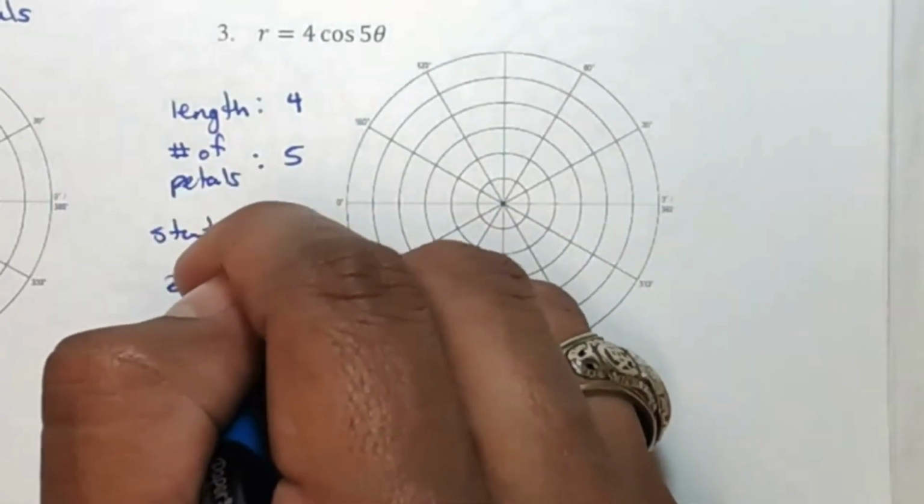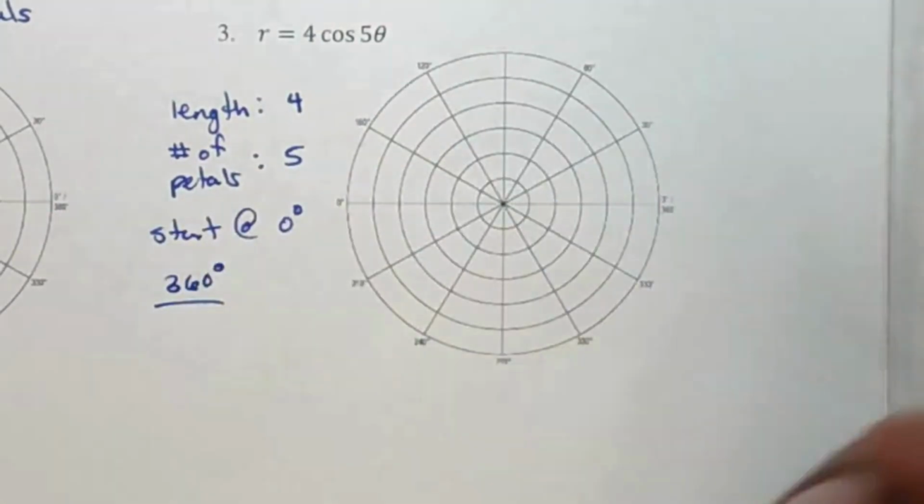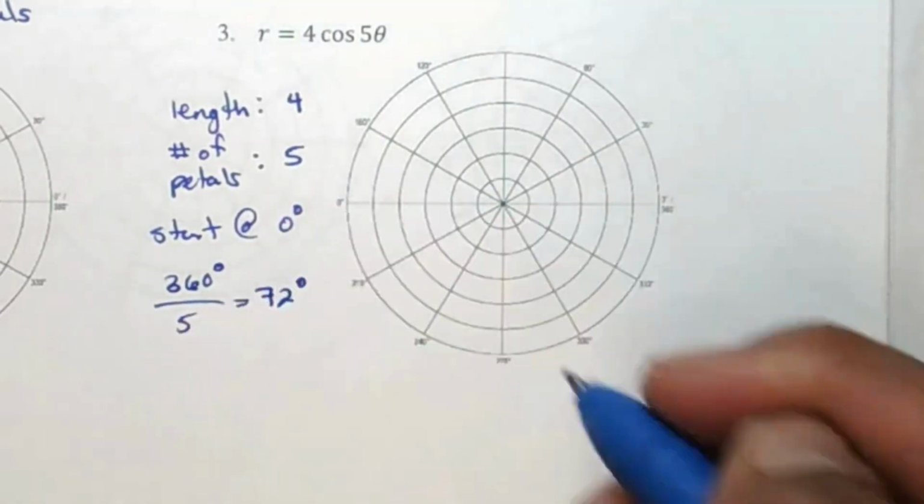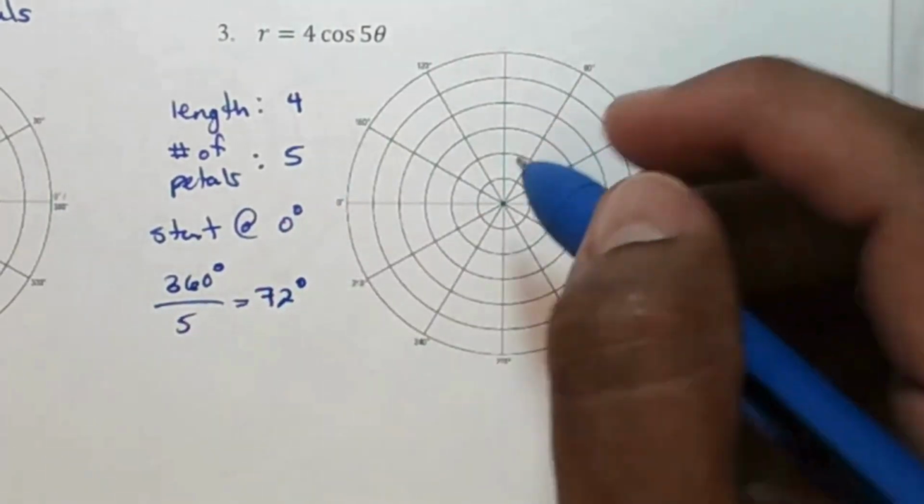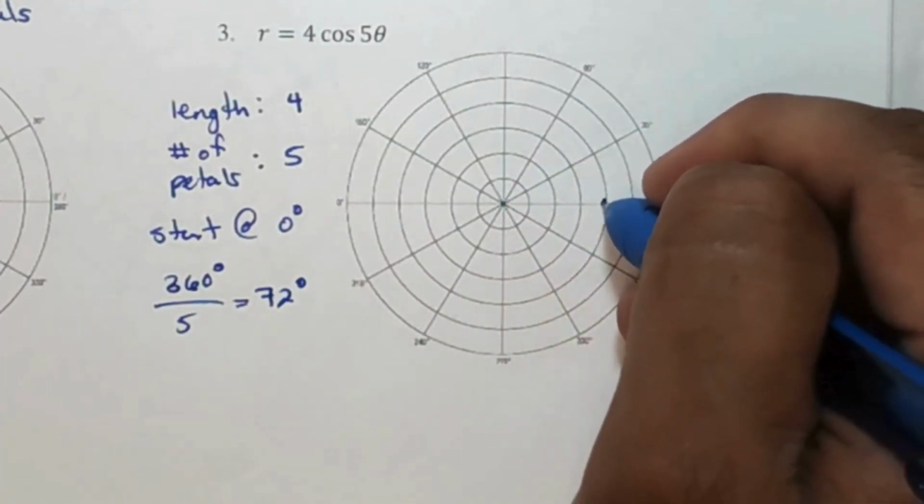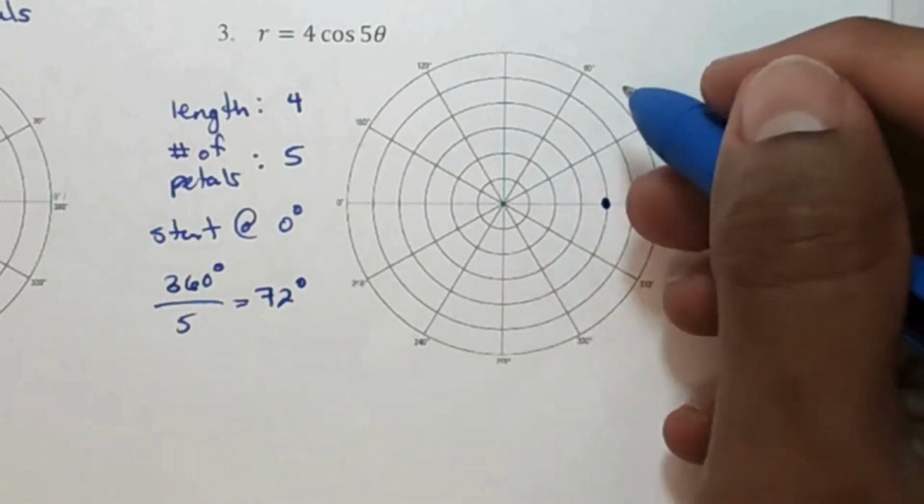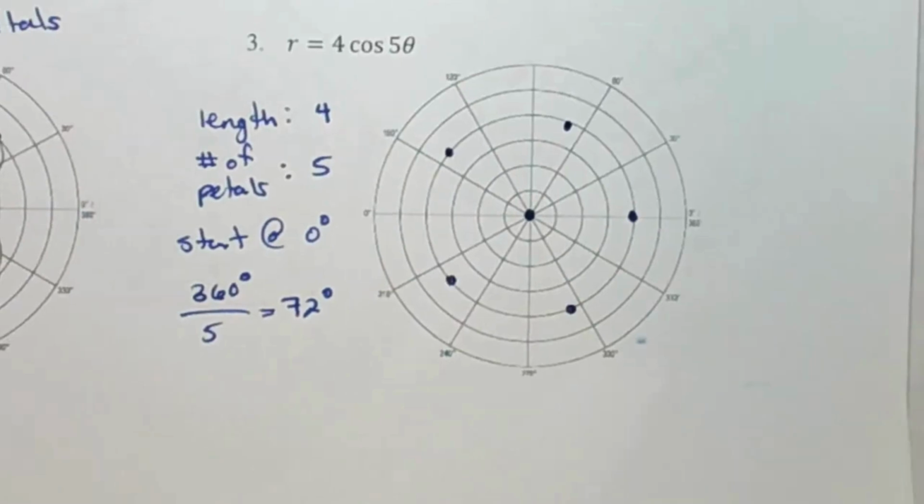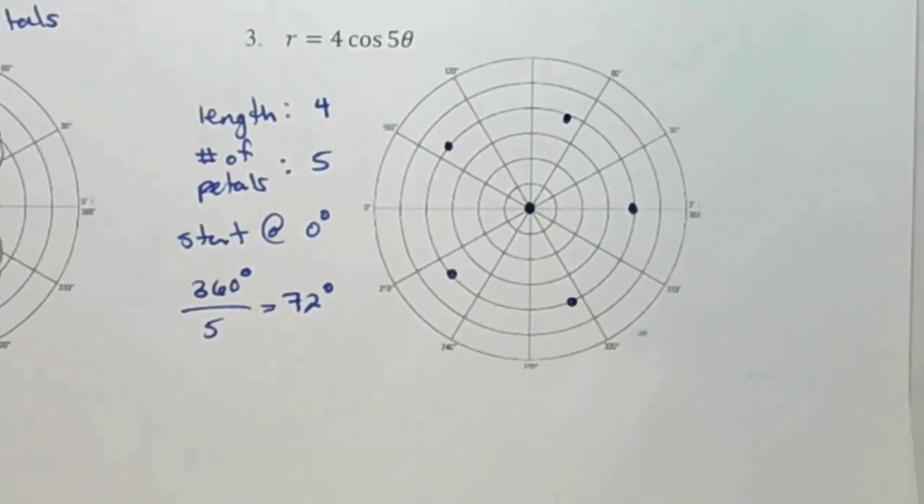Then, what are our increments? Well, n is odd, and so it's the same number as petals, so we're going to divide 360 by 5 and end up getting 72 degrees. So we're going to have a length of 4 on the 0, and then we're going to go by 72. So we're going to go all the way around and put our points. So just try to approximate where 72 degrees is, and then you just start drawing your petals.